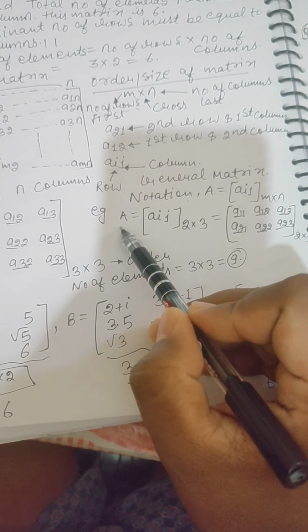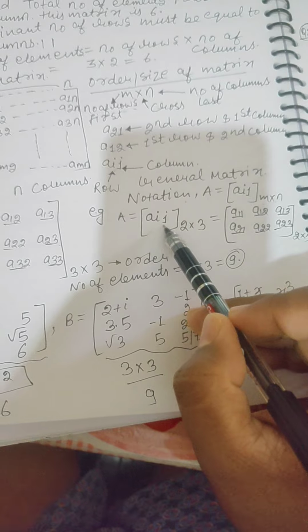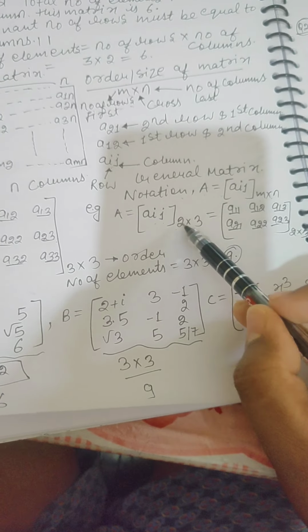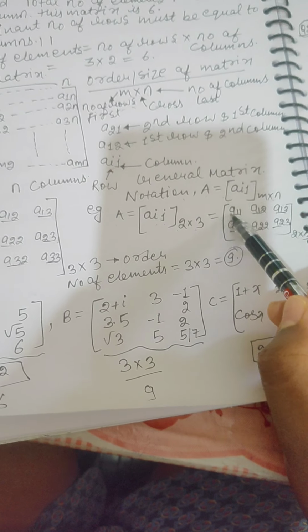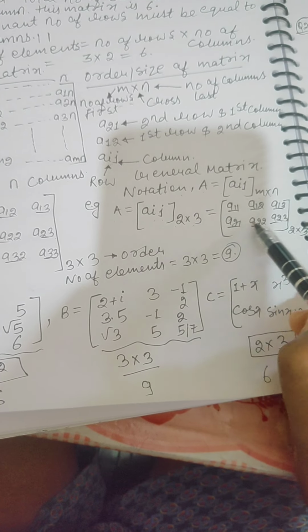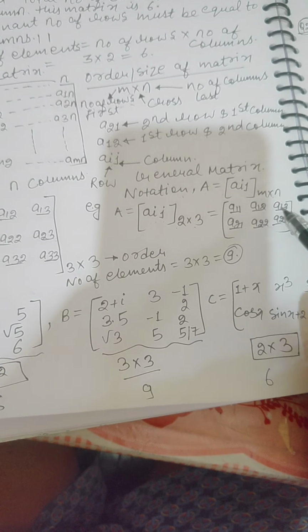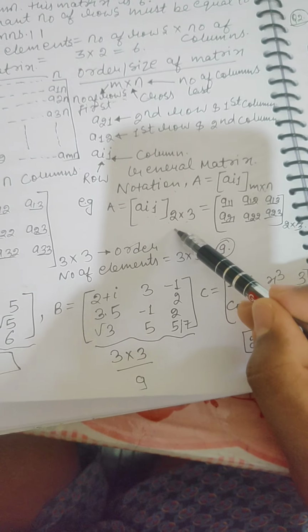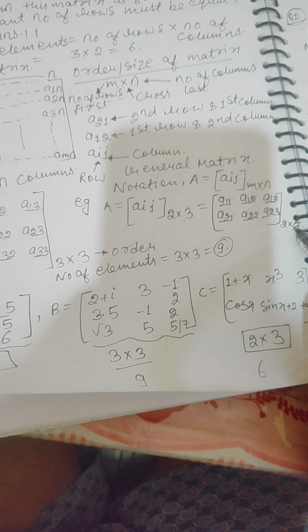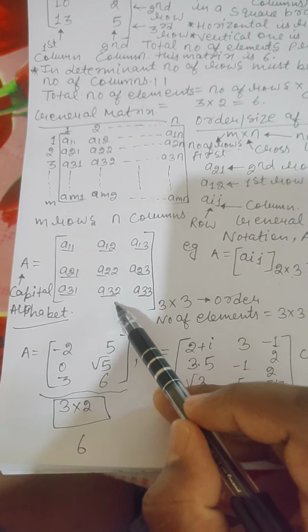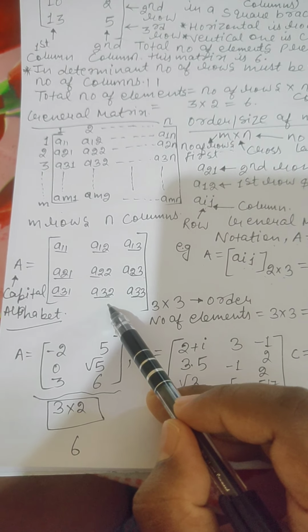So for example, we have taken a matrix aij of 2 cross 3. Number of rows, how many rows? These are the rows. And what are the columns? These are the columns. So there will be two rows and 3 columns, and this is a 3 cross 3 order matrix.